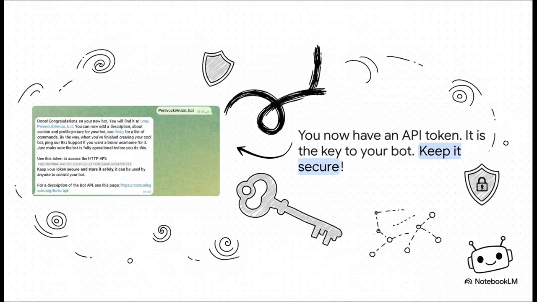And bam, success. Botfather will send you a message saying, done, congratulations on your new bot. And right there highlighted is the super long string of letters and numbers. That is your API token. You have to treat this thing like the master key to your house. Keep it secret, keep it safe. Anyone with this token can control your bot, so don't go sharing it around.